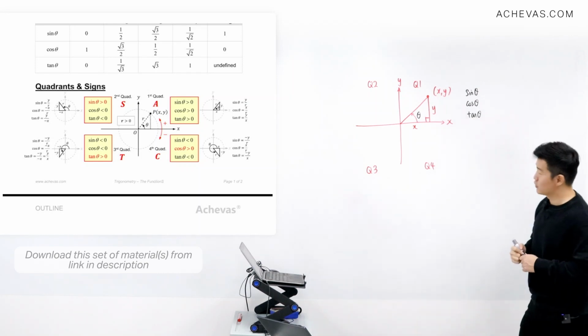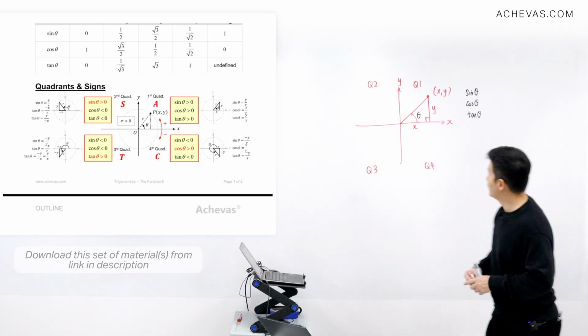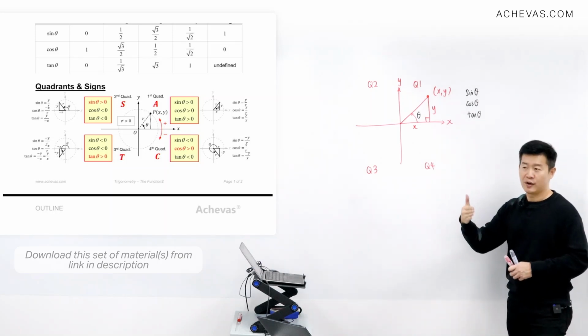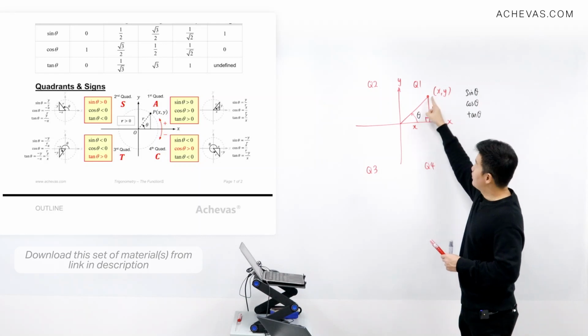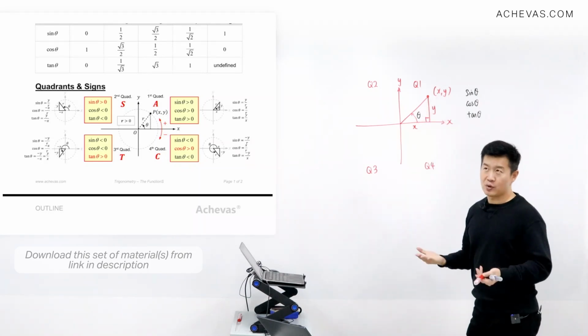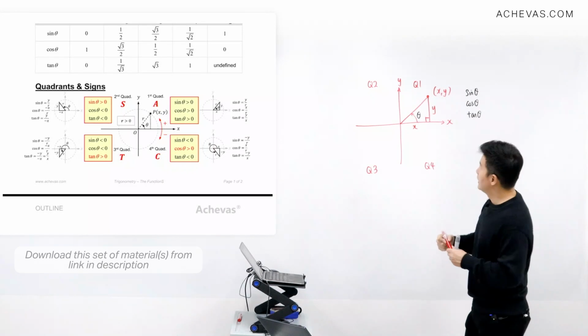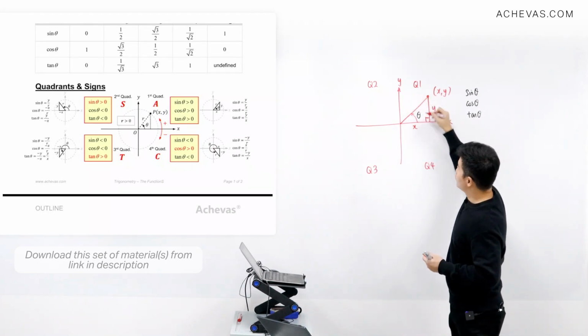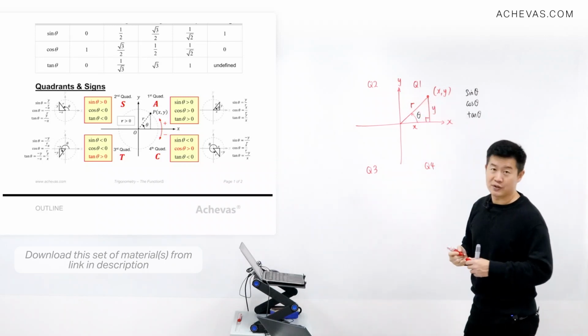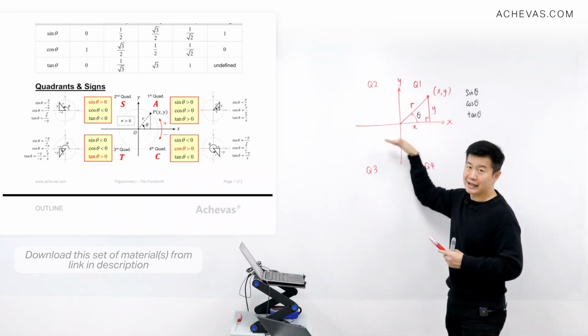Let's see what it is going to be. For the sine of this angle, sine is opposite over the hypotenuse. Opposite is y, and the hypotenuse is this, which is going to be the square root of x squared plus y squared. The hypotenuse for my angle convention, when I draw this triangle here, is always going to be a positive number, regardless of the quadrant that it is in.